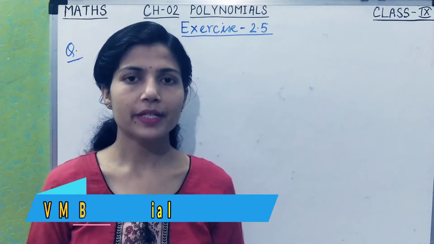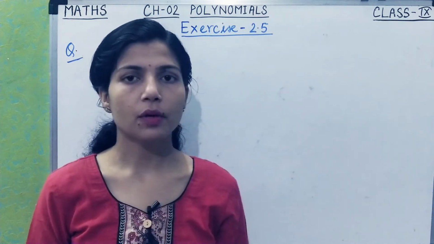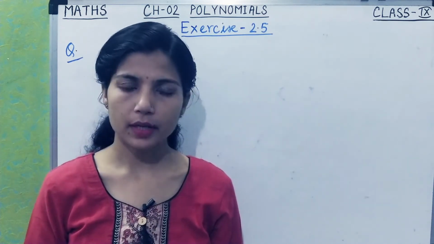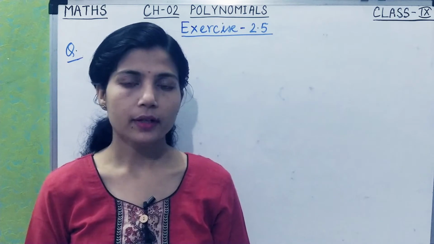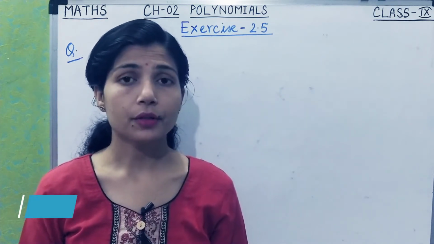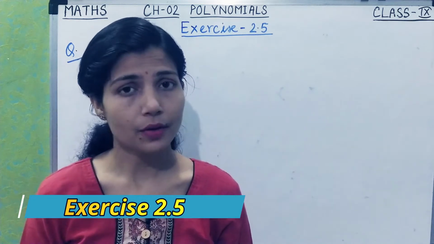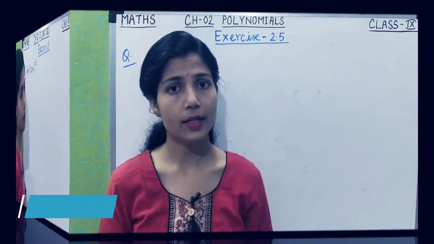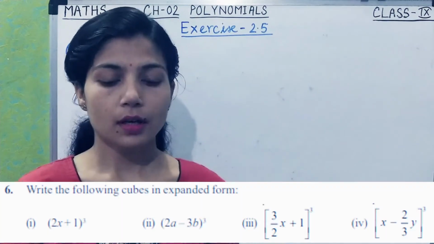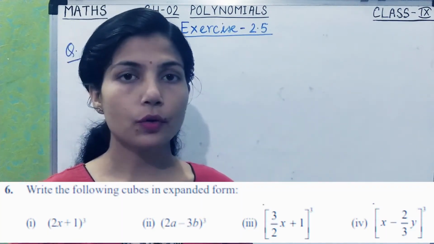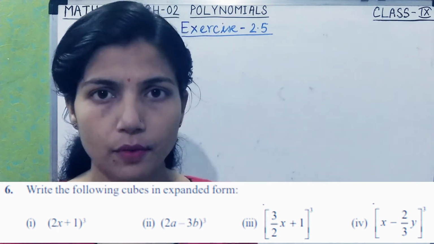In the previous session we discussed question number 4 and question number 5 of exercise 2.5. In today's session we are going to discuss the next questions of the same exercise. Okay, so let's start. Question number 6 is: write the following cubes in their expanded form.